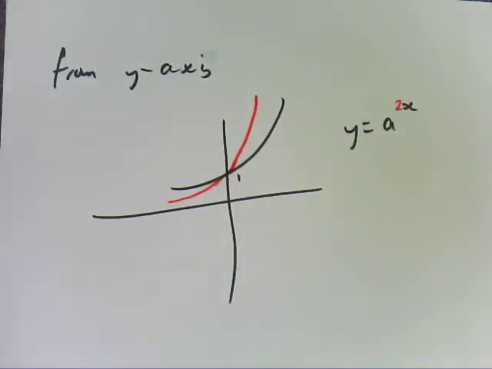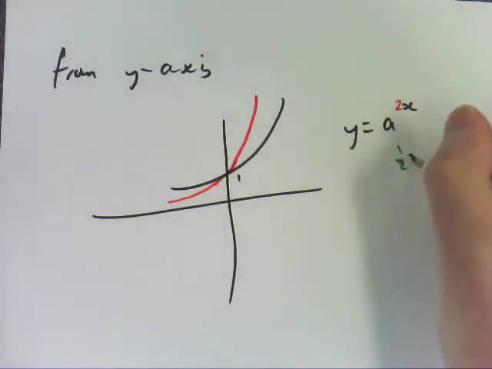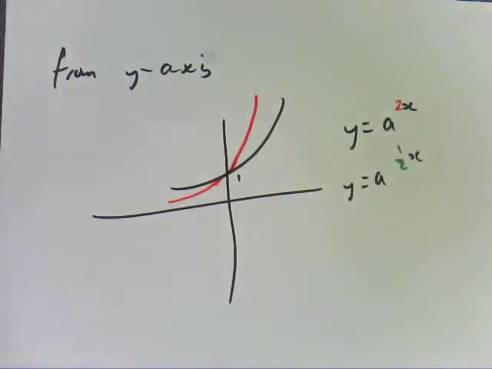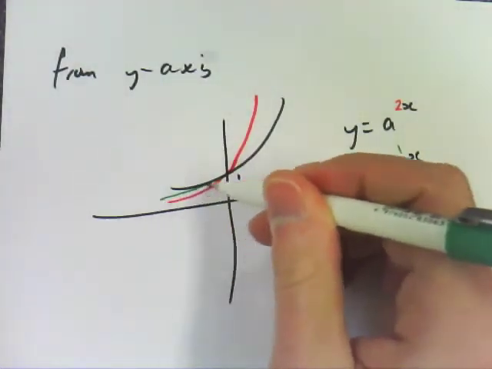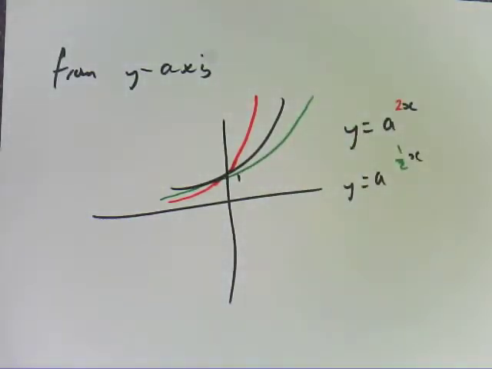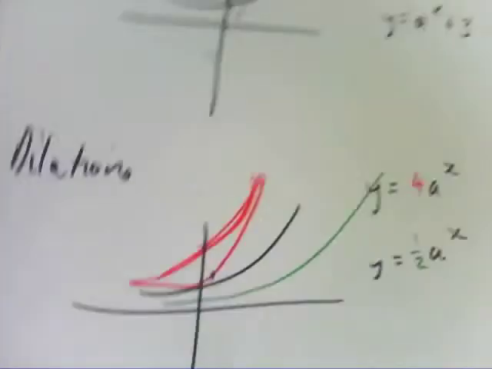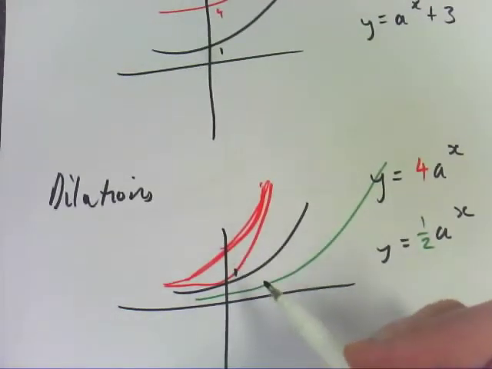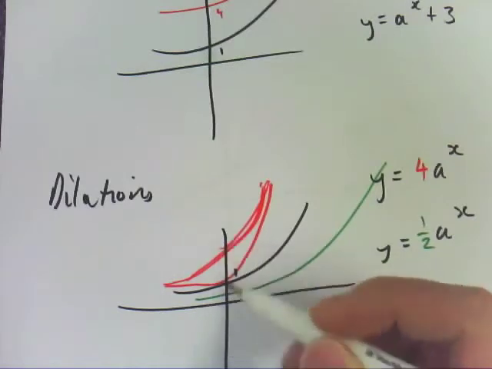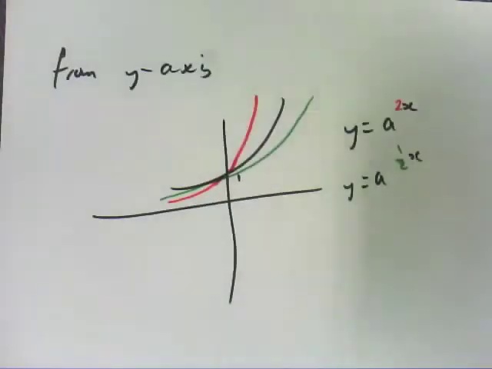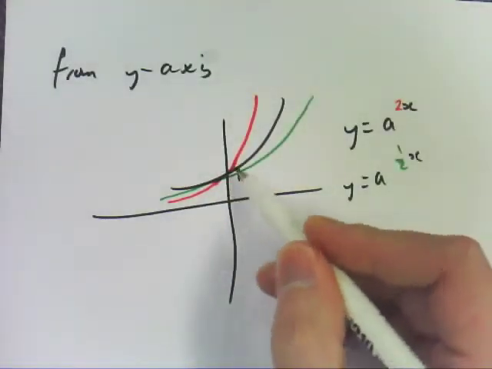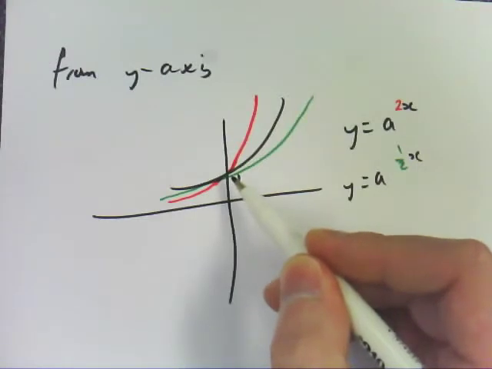Whereas if I had it as a to the half x, what's that going to do? It sort of stretches it the other way. It's still going to come down here, but it's going to come out there a bit different. So the difference between your dilations about the x-axis is that you can shift it up and down, you do shift away from your standard point. With this one, you still always go through the same point.